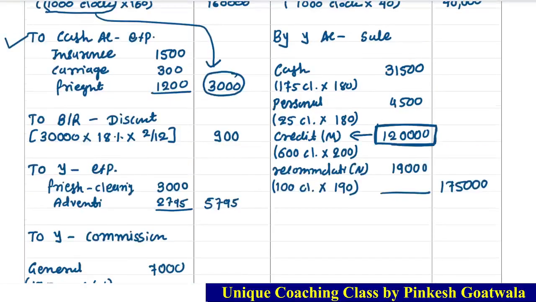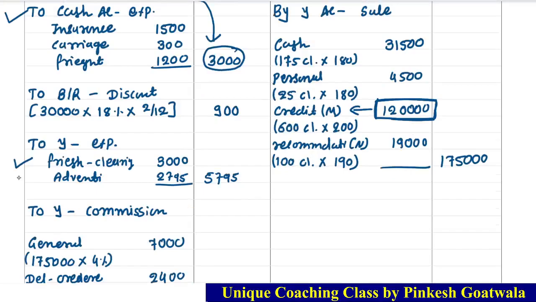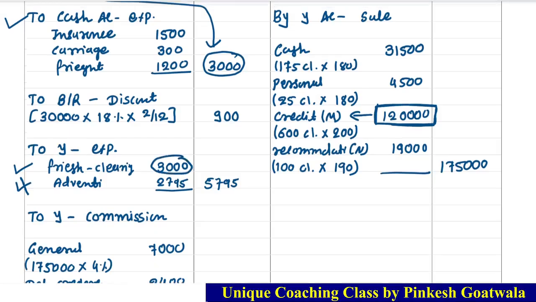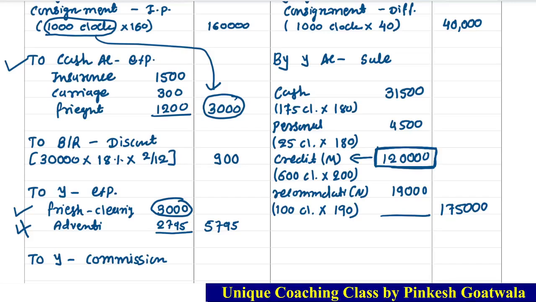So let's see how much expense was done by the consignee. Here these are the consignee's expenses: first freight and second advertisement. We know that we can't take the advertisement expense, as it is a selling expense. We take only the freight and clearing expense. On how many clocks was this expense done? Total 1000 clocks, because he must have received 1000 clocks, since the loss did not happen on the way but in the godown. So he received a total of 1000 clocks, and he made 3000 expense on 1000 clocks.